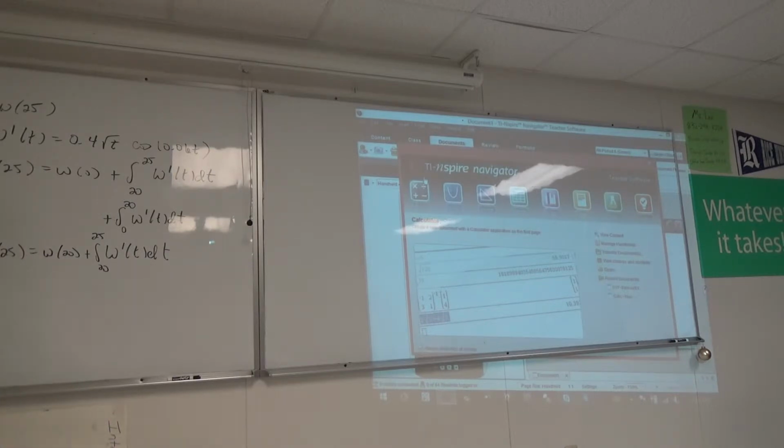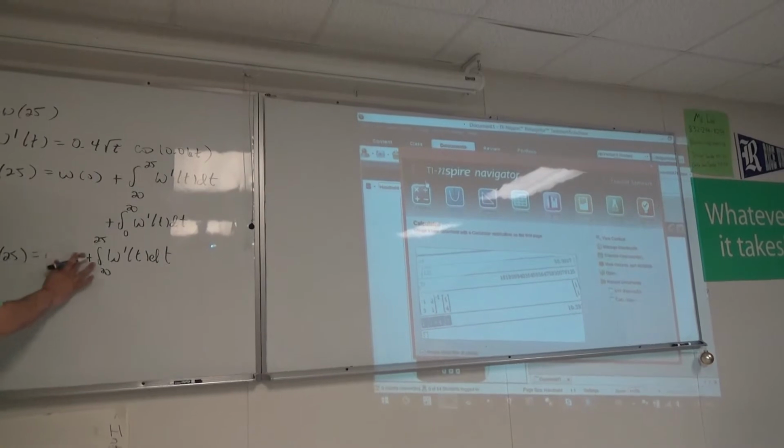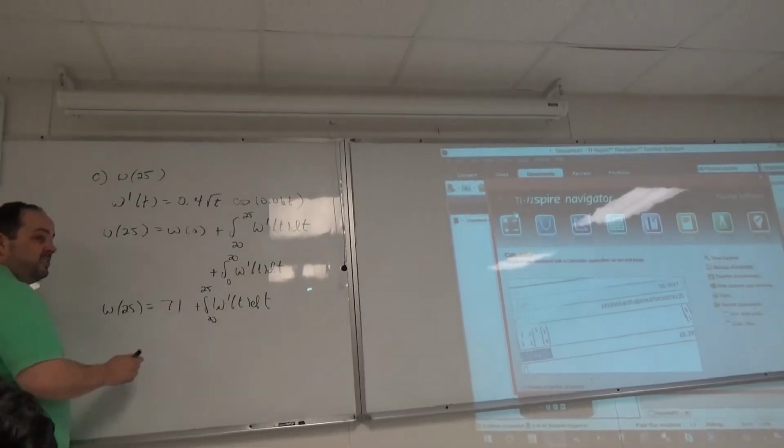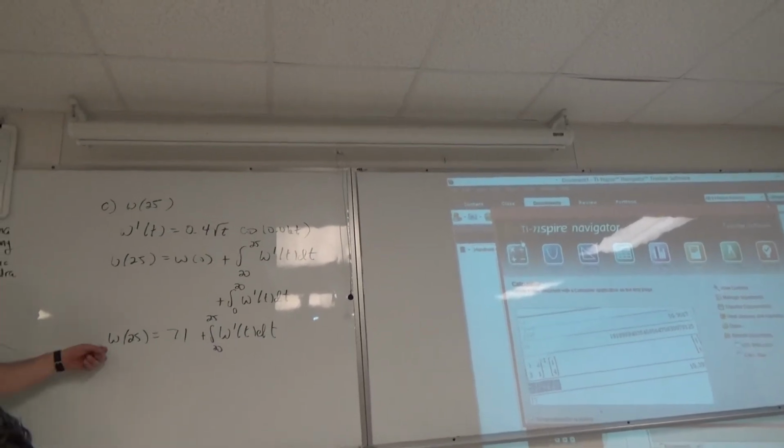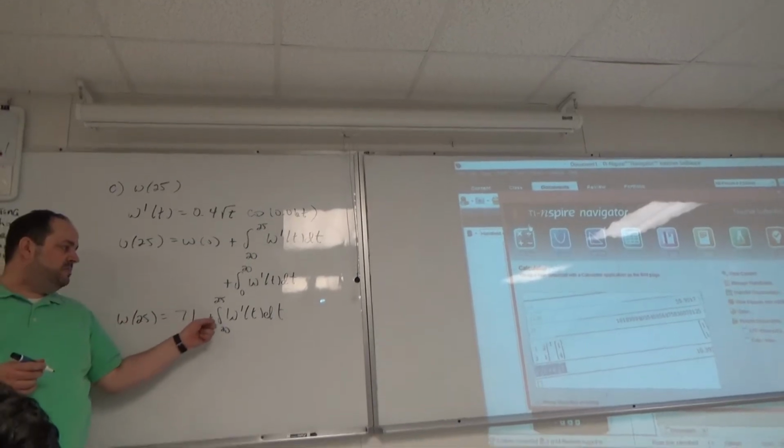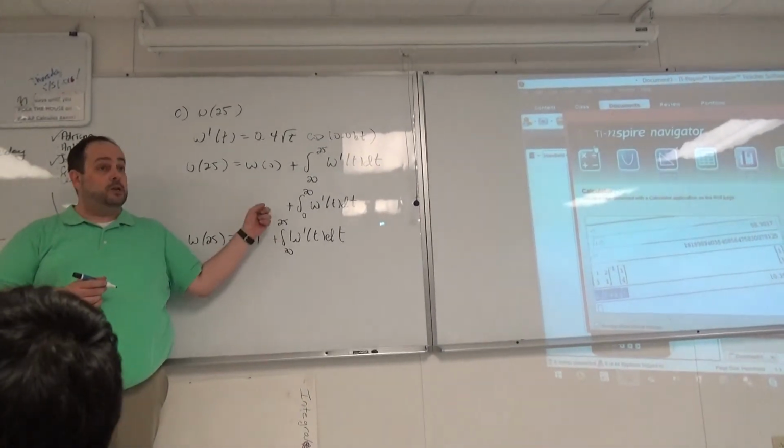Stay with me though. The significance of the 20 is that this function only starts representing the derivative, and only starts representing the rate, at time t equals 20. So that's why you can only use this W prime of t from 20 to 25. And so then you'd say, oh, I know the temperature at time 20, is it 71? Yeah. So the temperature at time 25 is 71 degrees plus how the temperature changed from 20 to 25.